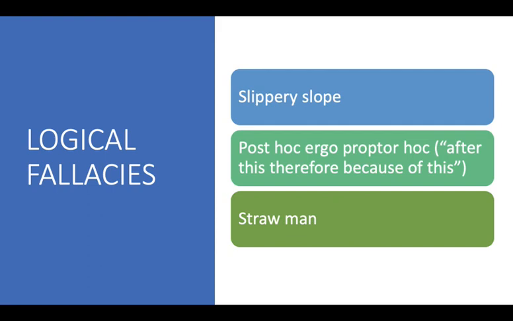The first category is logical fallacies, and here I've chosen to think about the slippery slope fallacy, a fallacy we call post hoc ergo propter hoc, and the straw man fallacy. So the slippery slope fallacy basically assumes an unavoidable connection between something small and something related that's much bigger.